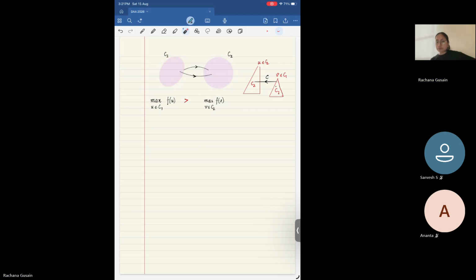Then what will happen? When you start DFS from some vertex here, let's say U, the DFS tree you will get will explore all the vertices which are reachable from U, and finally it will come back to U. So U is going to be the root node in that case. In the DFS tree for U, I'll have all the nodes which are reachable from U. Now, which nodes are reachable from U?